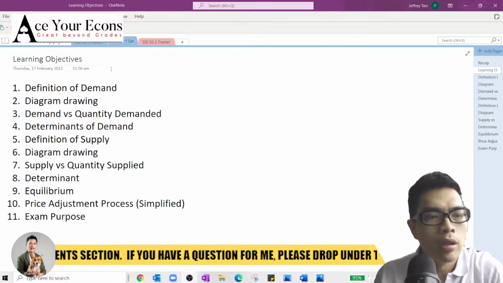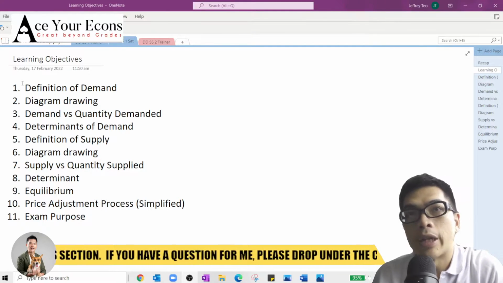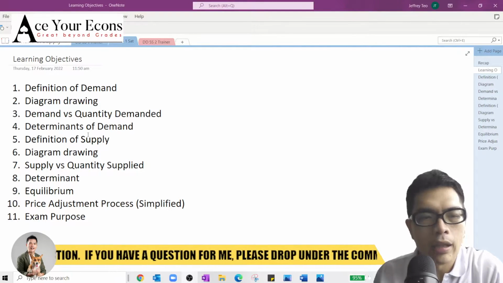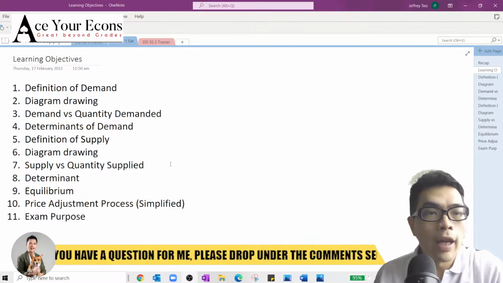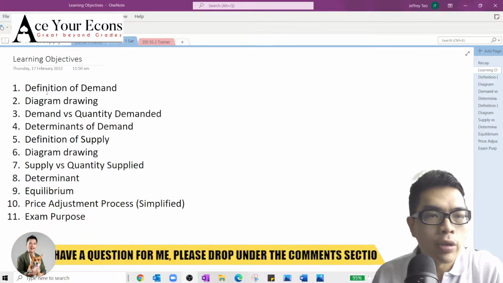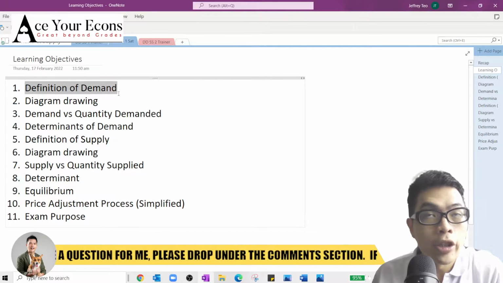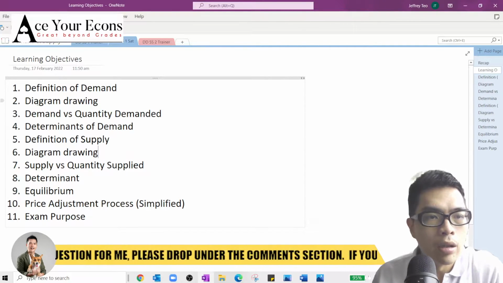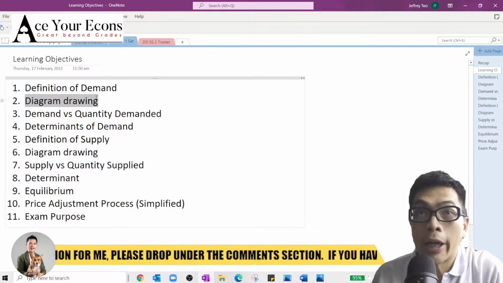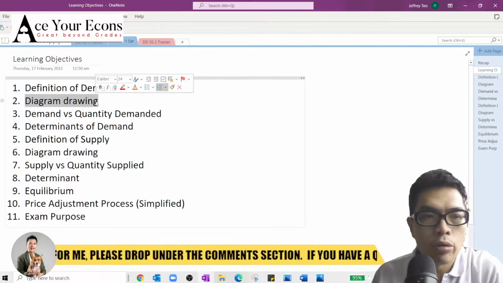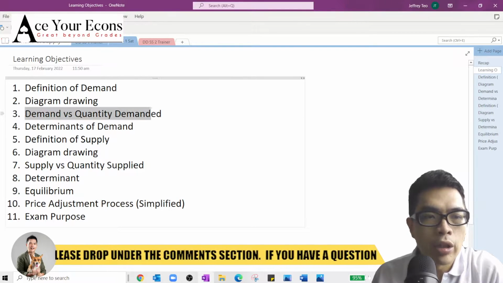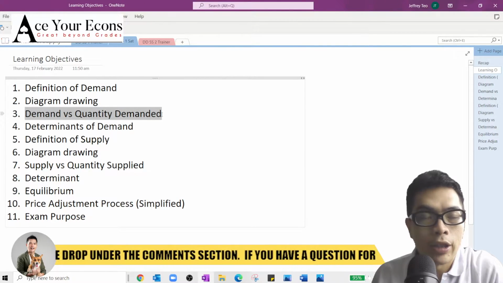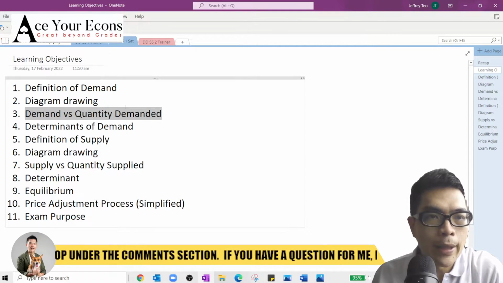Good? So I have 11 objectives here. I may cut a few, I'm not sure. With that, I will quickly illustrate this. We'll look at definitions of demand. I will illustrate the diagram drawing part. I may need you to draw with me. I will illustrate the difference between demand and quantity demanded. This is exceptionally crucial.